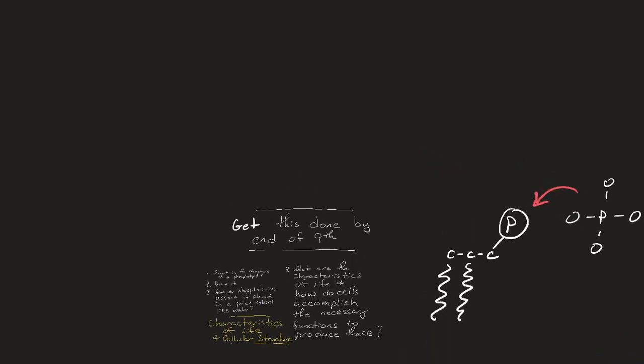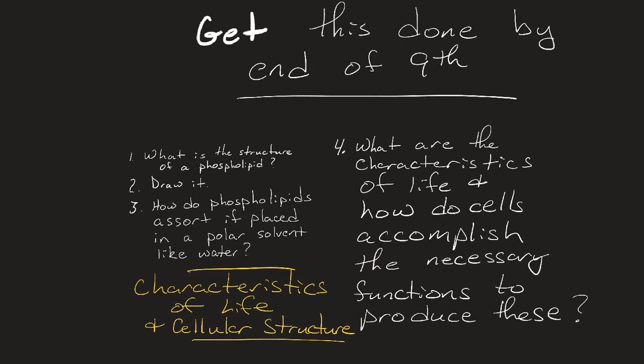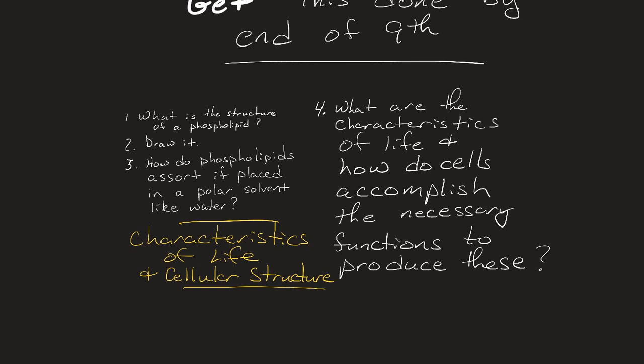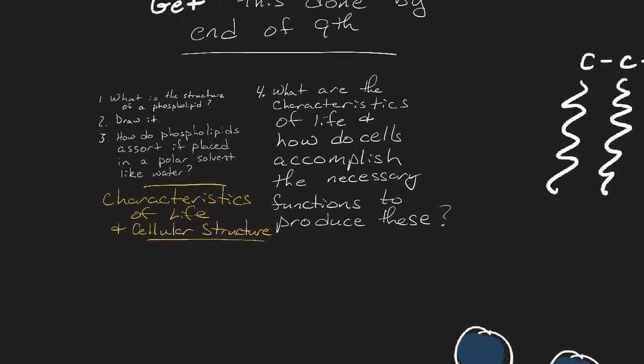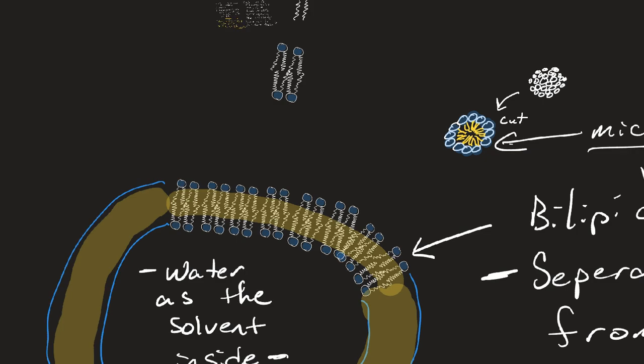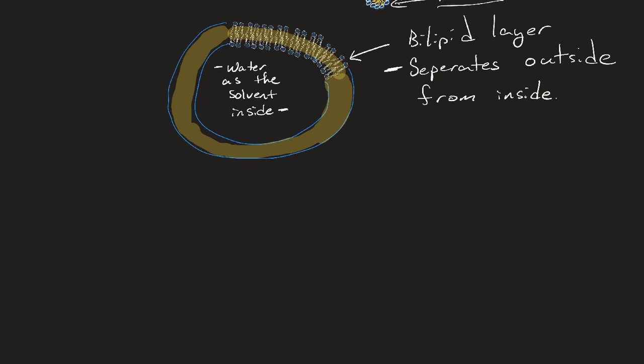The first question was: draw the phospholipid structure. How did phospholipids sort? We did that in the micelle, and then we said it's necessary not to have just a micelle, but to have a bilipid layer. And then, what are the characteristics of life, and how does the cell accomplish what's necessary for that? The bilipid layer is important, but then we have to think about how that accomplishes the characteristics of life. But what are the characteristics of life?